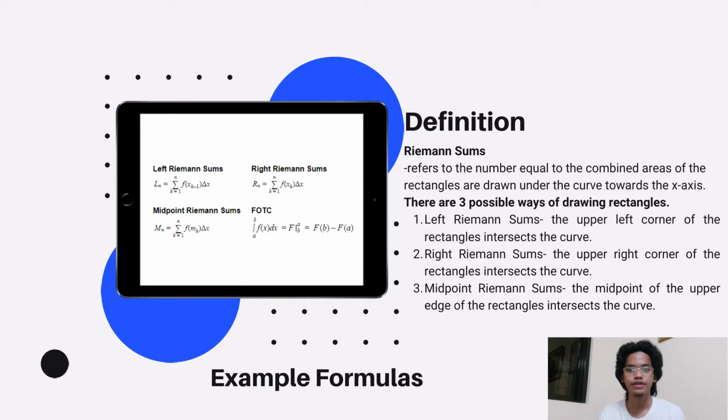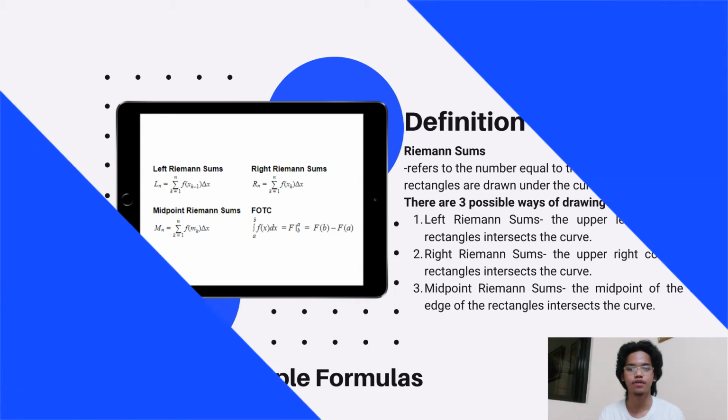Number 2. Right Riemann sums. The upper right corner of the rectangles intersects the curve. And lastly, number 3, midpoint Riemann sums. The midpoint of the upper edge of the rectangles intersects the curve.